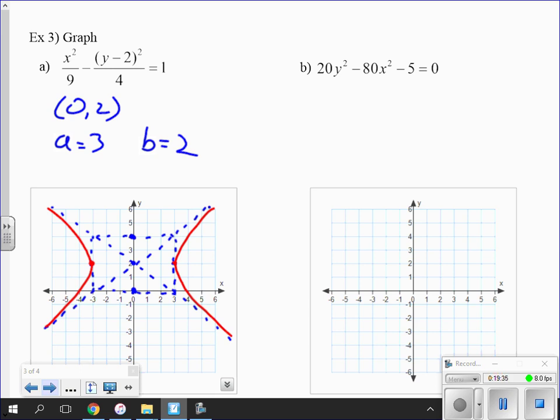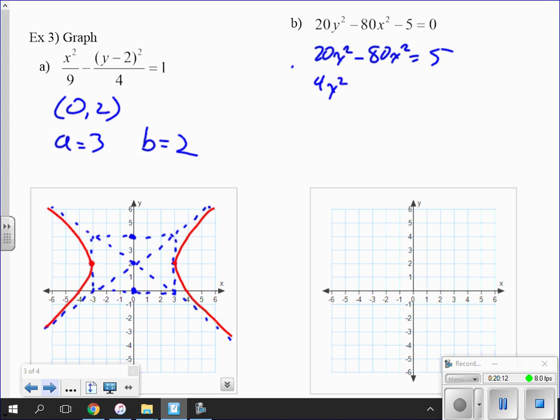Questions? Okay, same thing on the next one. Ooh, wait a minute, I got a problem on the next one, don't I? What does it need to be equal to? 1. It's not equal to 1. First thing you do is add 5 to both sides. So you add 5, so you get 20y squared minus 80x squared equal to 5. And then divide everything by 5. So I get 4y squared minus 16x squared equals 1.